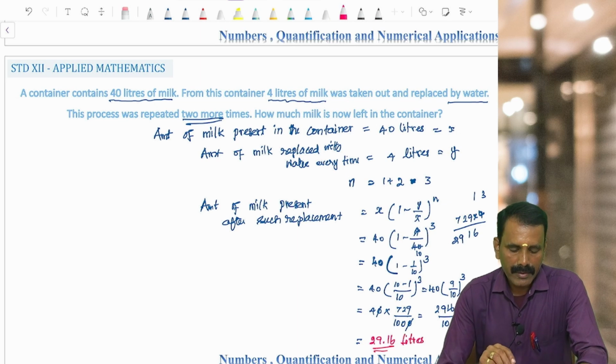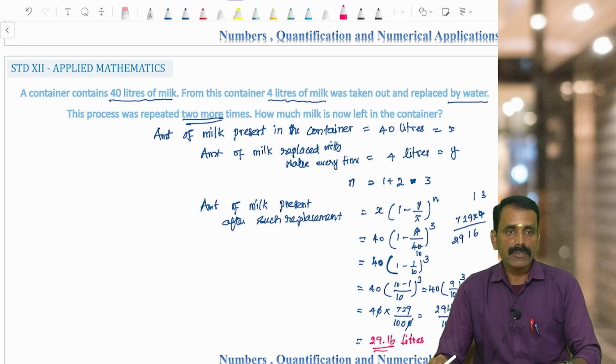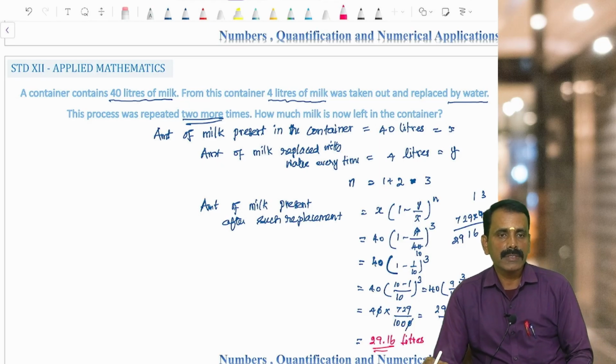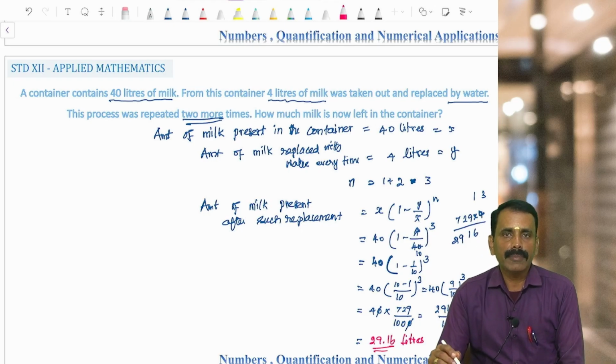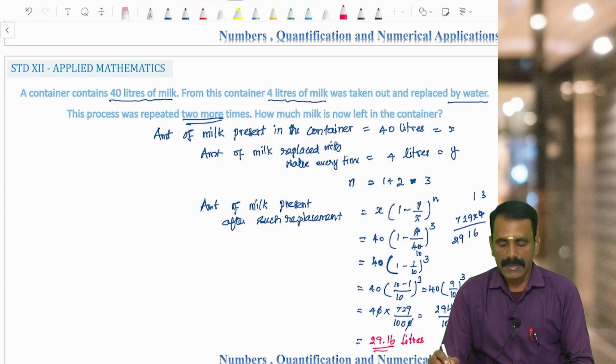So if the container going to contain 40 liters of milk, and every time if you are going to replace 4 liters of milk with 4 liters of water, if you perform this 2 more times, then amount of milk present in the container will be 29.16 liters.